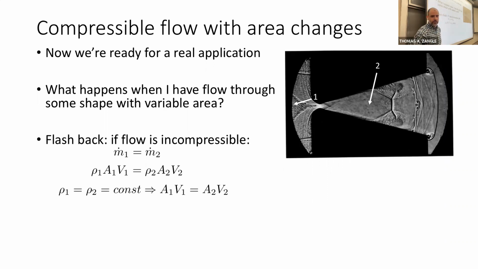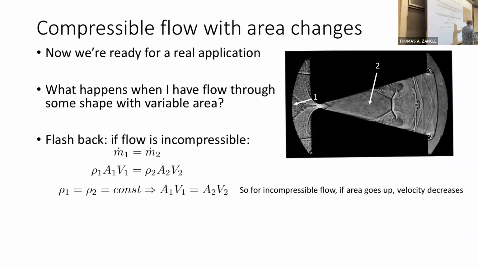But when we had incompressible flow, we had this special case where rho 1 is rho 2 is constant, and therefore the densities dropped out, right? So A1 V1 was A2 V2. So for incompressible flow, if the area went up, the velocity had to go down, right?